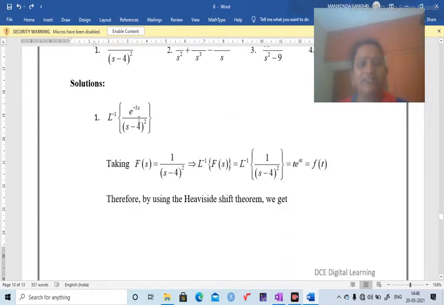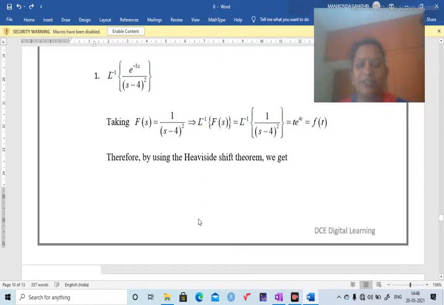So L inverse of e power minus 3s into 1 by s minus 4 whole square. So f of s is 1 by s minus 4 whole square. L inverse of f of s equals L inverse of 1 by s minus 4 whole square. Here minus 4 is there, that's why e power 4t. After that L inverse of 1 by s square, that means n equals 1. So t by 1 factorial, that is t itself. Take this as f of t.